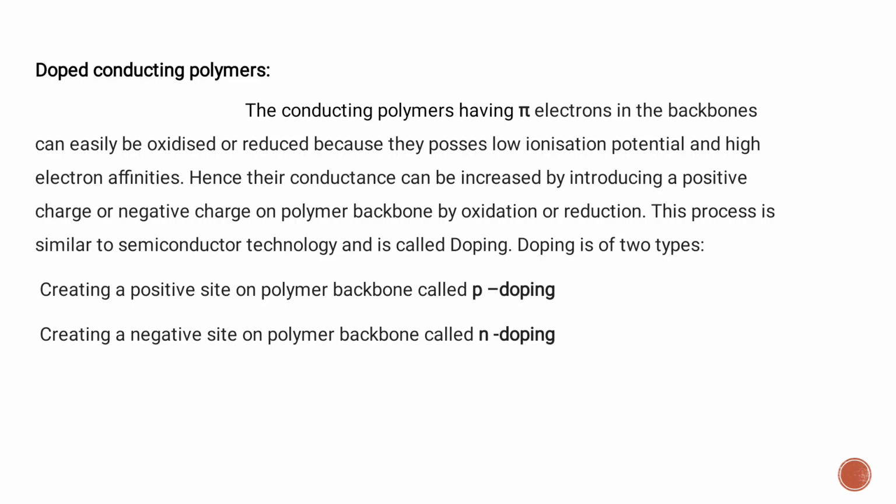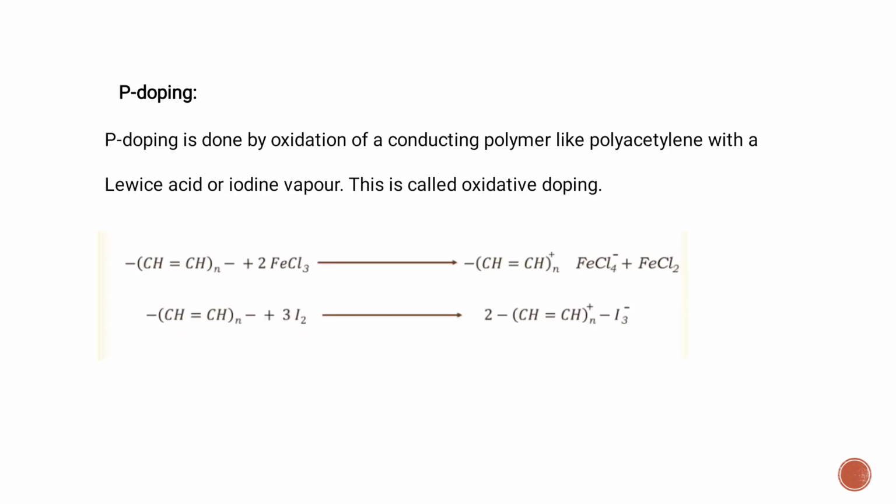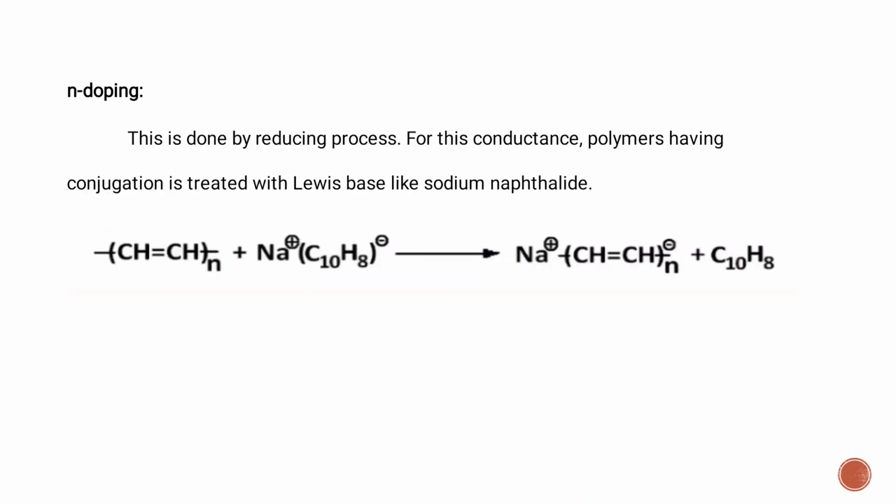Doping is of two types. Creating a positive site on a polymer backbone is called p-doping, and creating a negative site on the polymer backbone is called n-doping. P-doping is done by oxidation of a conducting polymer like polyacetylene with a Lewis acid or iodine vapor. This is called oxidative doping, and here is its representation. And n-doping is done by a reduction process. For this, a polymer having conjugation is treated with a Lewis base like sodium naphthalide.